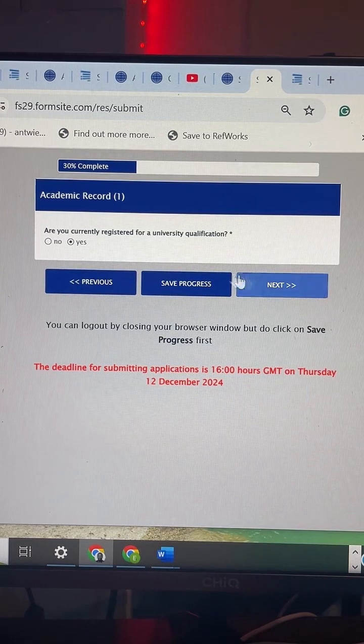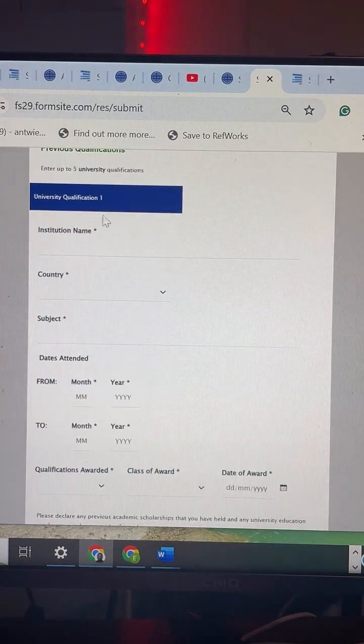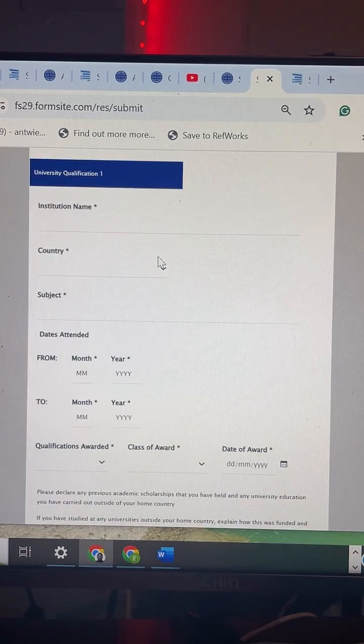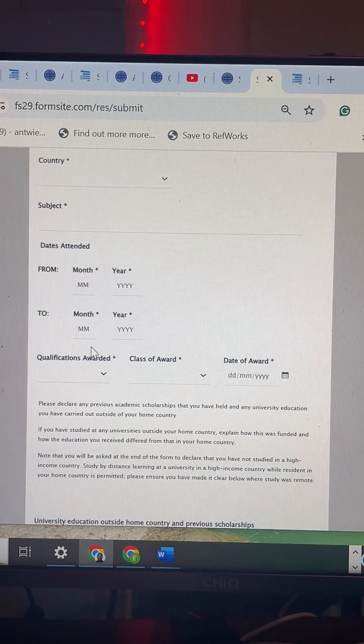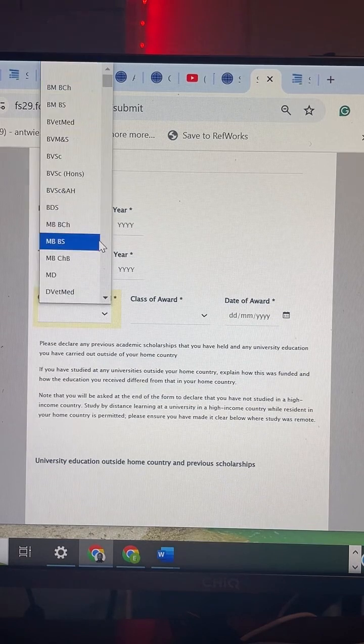So are you currently registered for university qualification? If yes, then they will ask you to fill in some documentation. If no, then they will also ask you to fill in some documentation. So they are now highlighting or letting us know that the deadline is around 12th of December, 4 p.m. So when you click on no, they'll ask you to provide all of these documentation: institution name, the current university that you are in, and then the country, the subject that you're studying, and when you started the course, to which particular year that you finished, and the qualifications award.